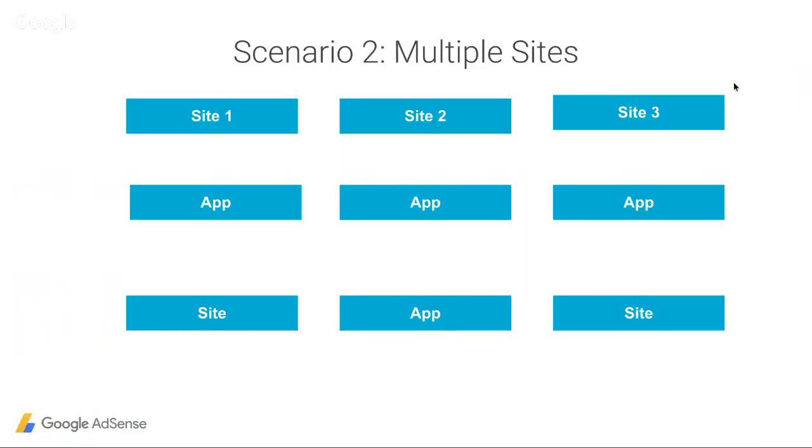scenario number 2. I think scenario number 2 really follows quite closely behind scenario number 1. The main difference here is that in scenario number 2, we have multiple different sites, which could be, for example, a .com, .co.uk, or a .de version, or they could be wholly different sites that are completely different in look, feel, and content. You could have multiple different apps, or you could have a mixture of sites and apps. So this is scenario number 2.